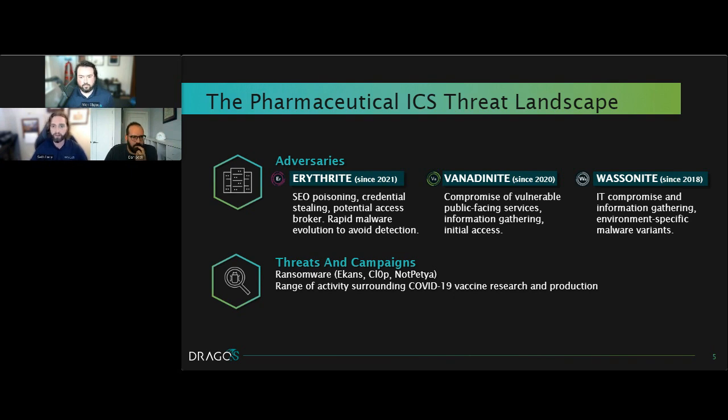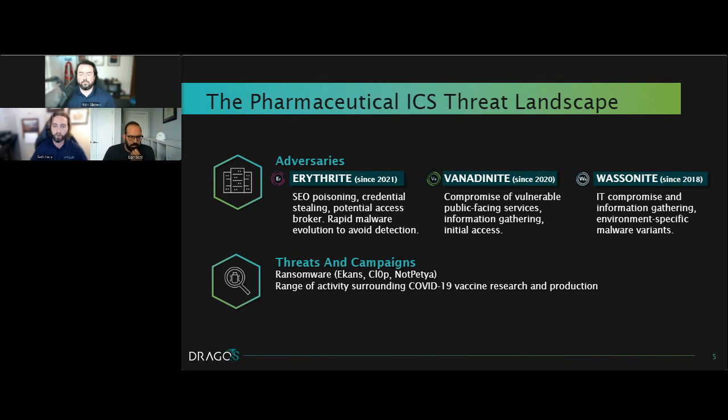Our assessment is that Wasanite maintains technical overlaps to groups that are attributed to North Korea, particularly the Kimsuky cluster. That leads into the next section on campaigns and adversary activity more broadly, moving away from threat groups specifically and more toward what kind of activity we are seeing across the board.